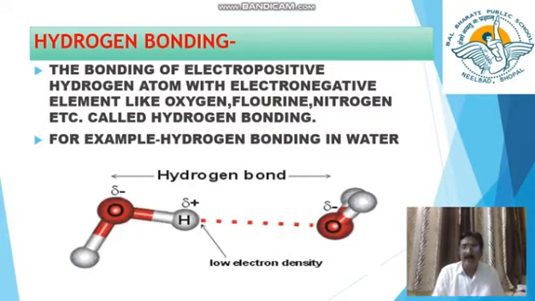What is hydrogen bonding? The bonding of an electropositive hydrogen atom with an electronegative atom of another molecule. That electronegative element may be oxygen, fluorine, or nitrogen. So here is one water molecule, here another water molecule. Hydrogen bonding is established between the electropositive hydrogen and the electronegative oxygen atom. Due to this hydrogen bonding, water is liquid in nature.